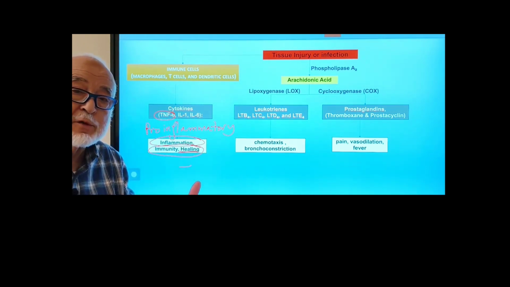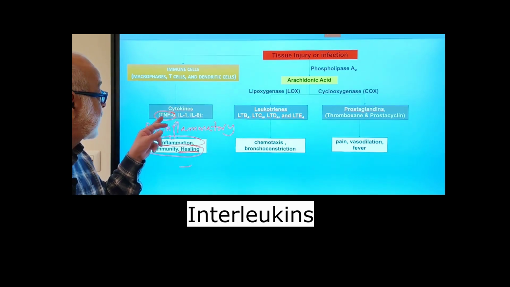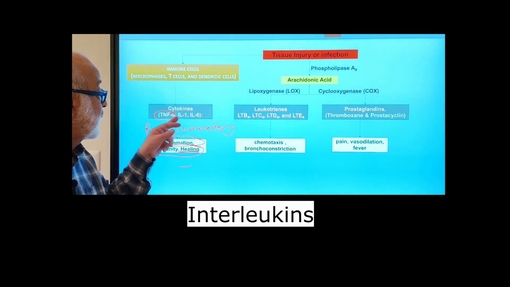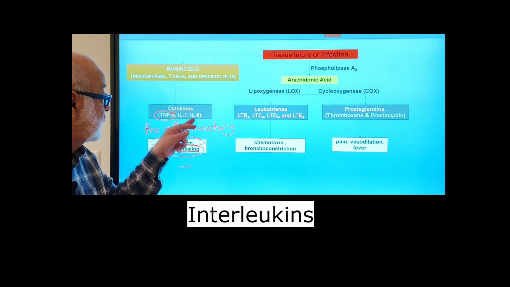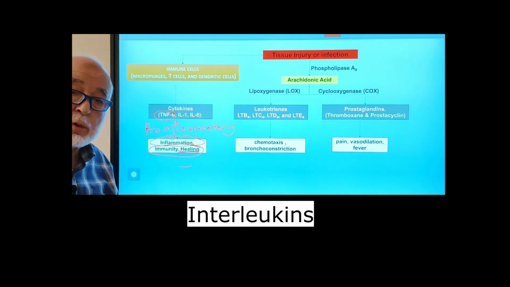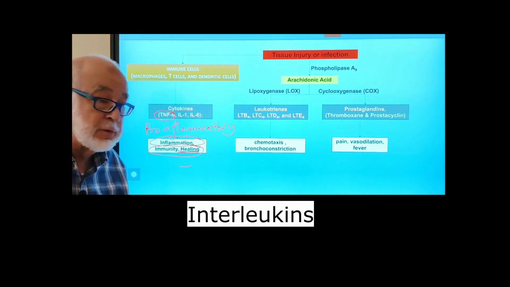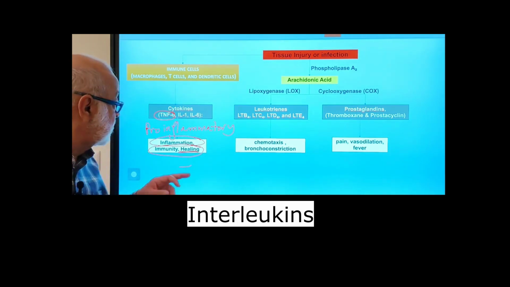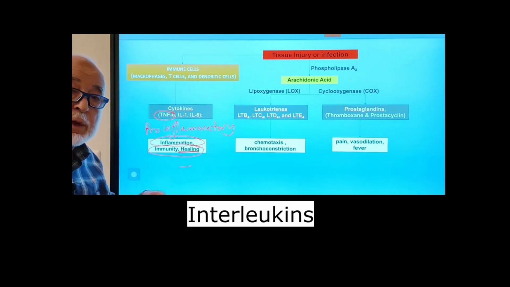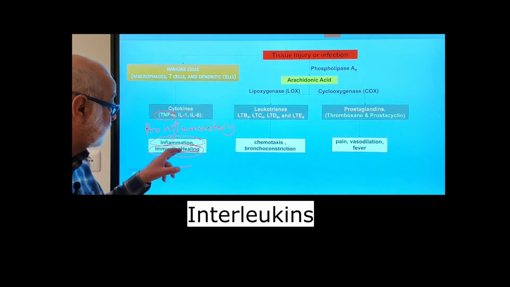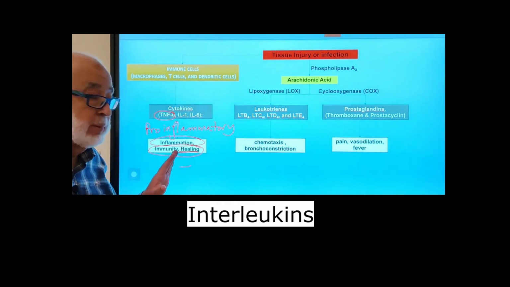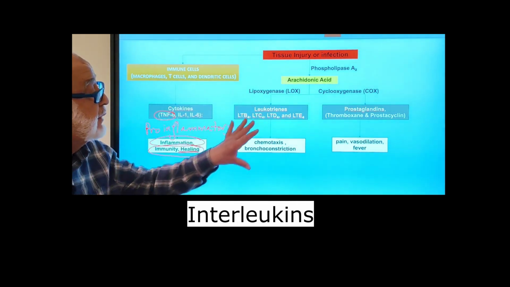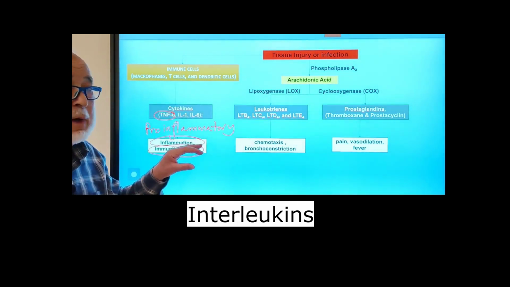Pro-inflammatory, which cause inflammation, like tumor necrosis factor, interleukin 1 and interleukin 6, which cause an increase in inflammation. And the opposite, there are anti-inflammatory cytokines, interleukin 10, interleukin 11, which have a healing effect. Okay? So these are the inflammatory mediators.